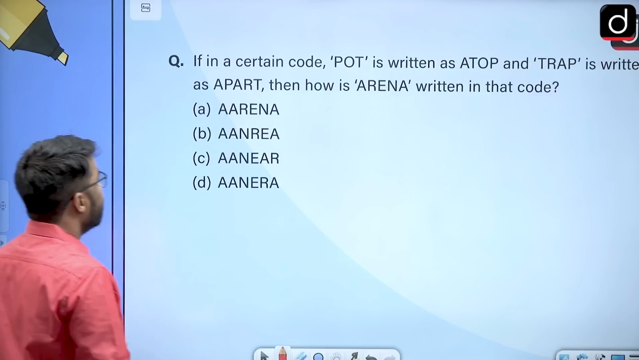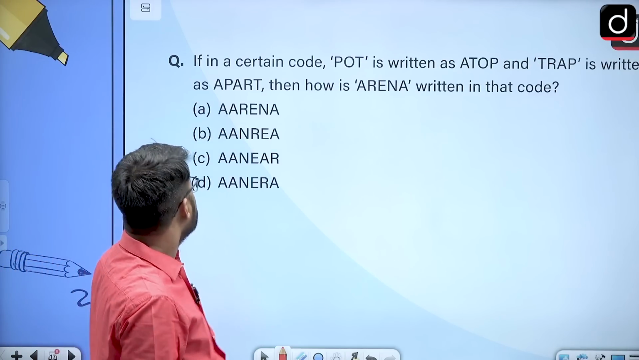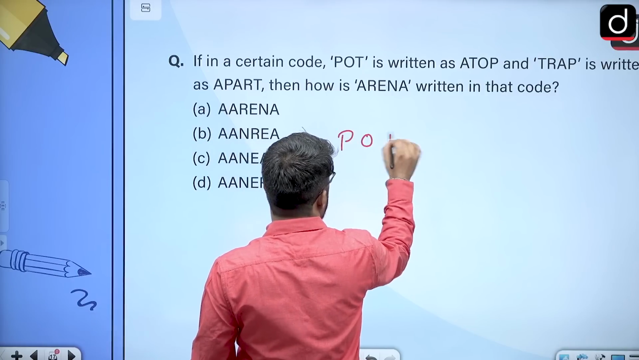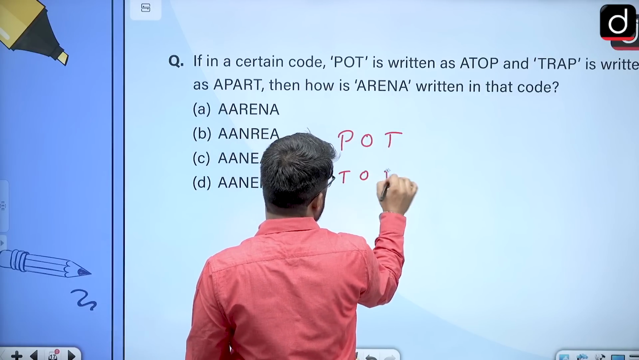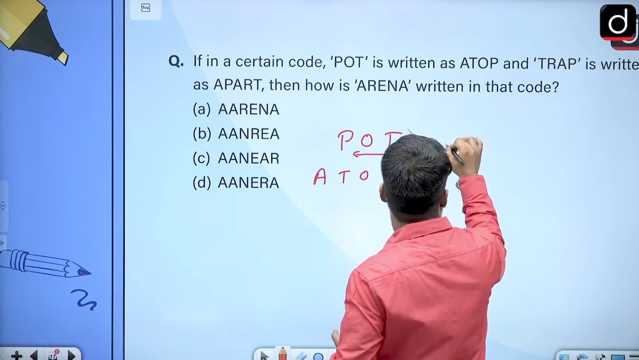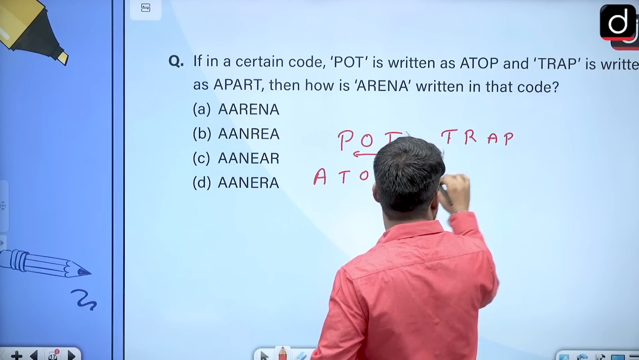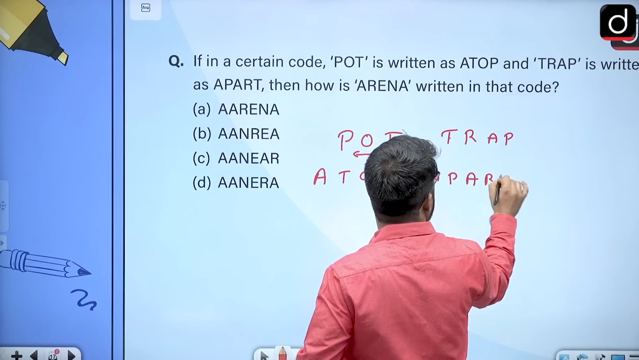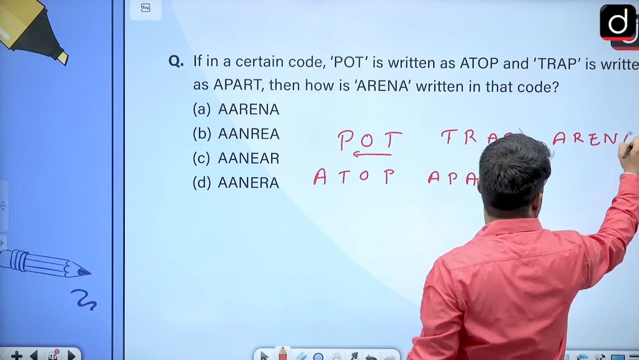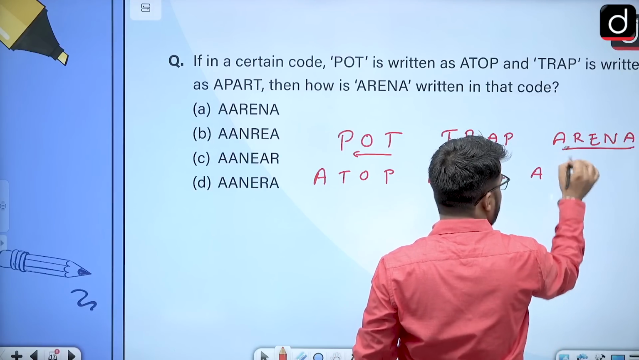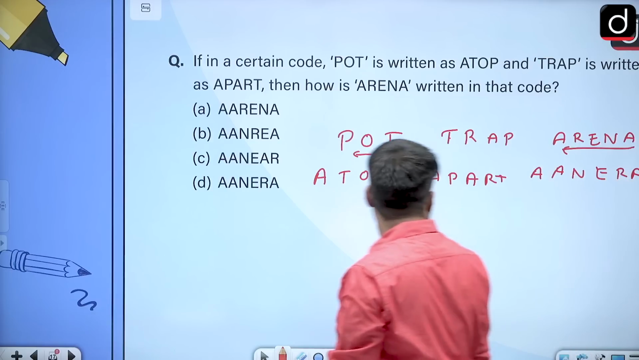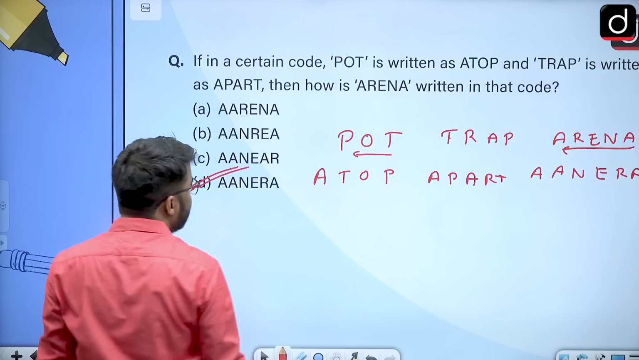Next one. Next was also coding, decoding. In a certain code, POT is written as ATOP. That means letters are written in reverse order in code by prefixing A. Trap is written as APART. Correct? So arena will be written as: first A will be added, then write these letters in reverse order, ANERA. So double ANERA. Option D would be correct.